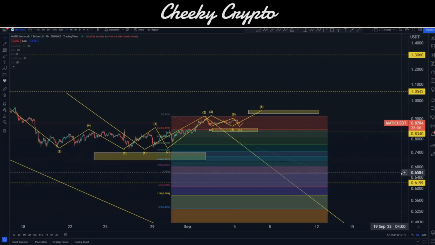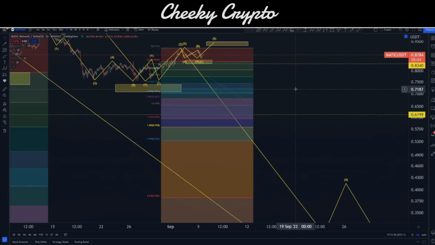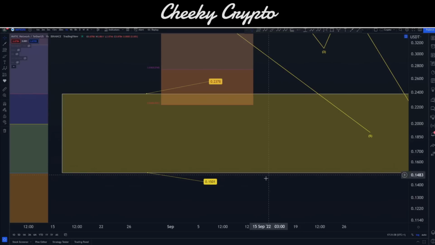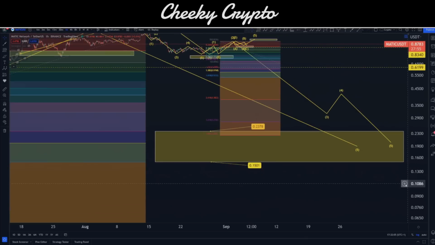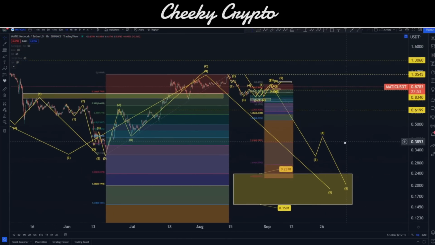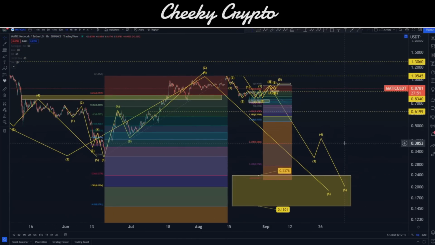Ultimately though, unless we can push up higher than $1.30.6, unfortunately our estimated lows are 15.01 cent all the way as high as 23.78 cent as per the Fibonacci relationships with wave 5 and wave 4. Guys, I'm going to leave this video right there, a brief technical analysis update on Polygon's MATIC.